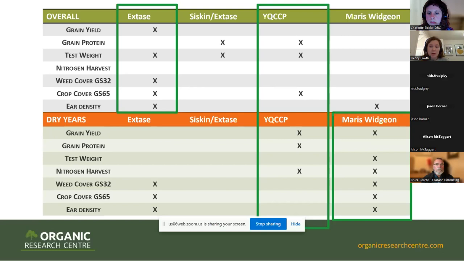But we also see here Maris Widgeon, which is a historic variety, again shows dynamic stability for yield, but also for those agronomic indicators that we've seen.